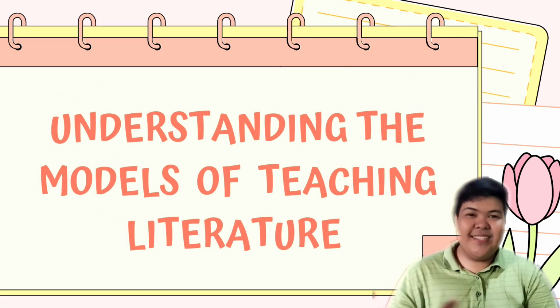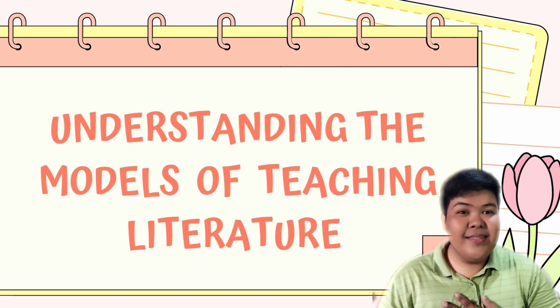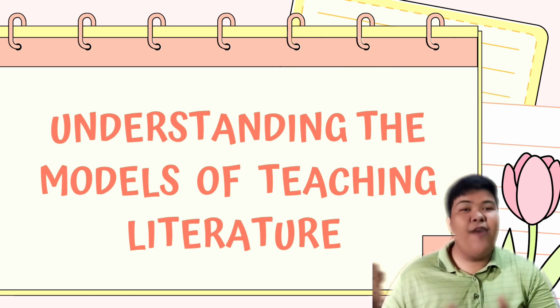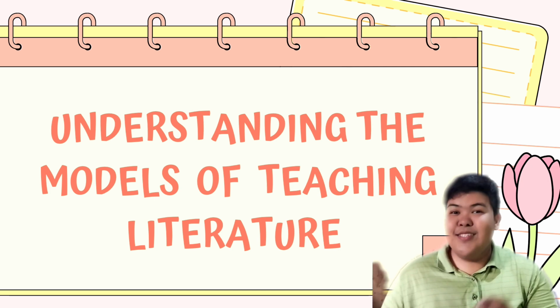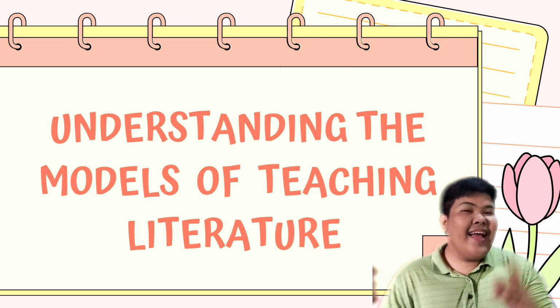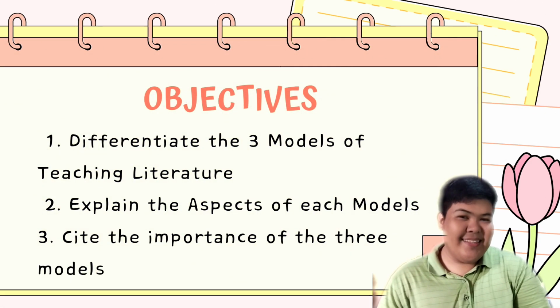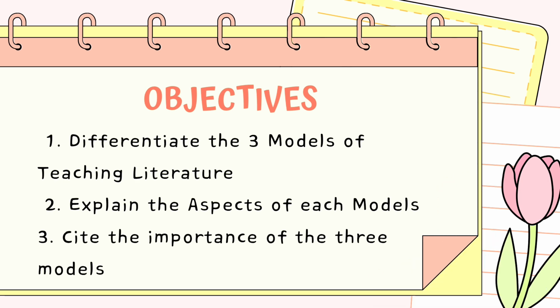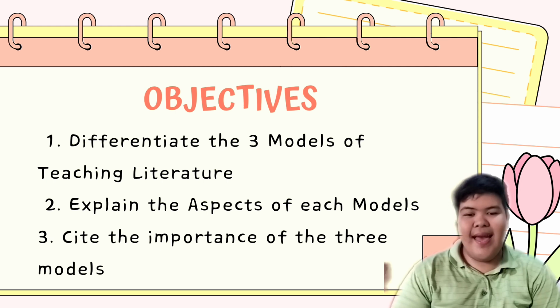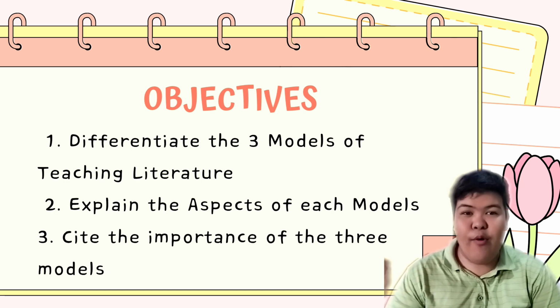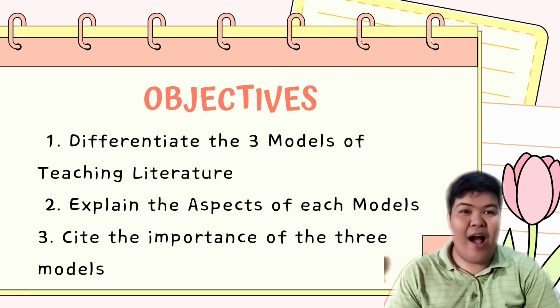As you can see on the screen, our topic is all about understanding the models of teaching literature. Before we start our discussion, let me present to you our learning objectives. At the end of the discussion, the student should be able to, first, differentiate the three models of teaching literature. Number 2, explain the aspects of each model. And number 3, cite the importance of the three models. Now that we are guided by our learning objectives, let's start our discussion.